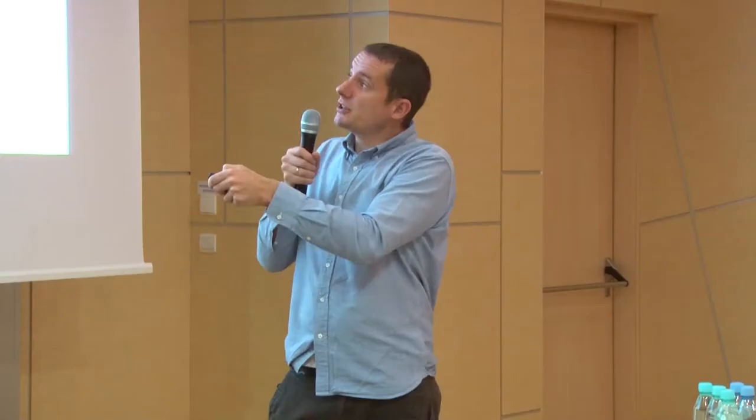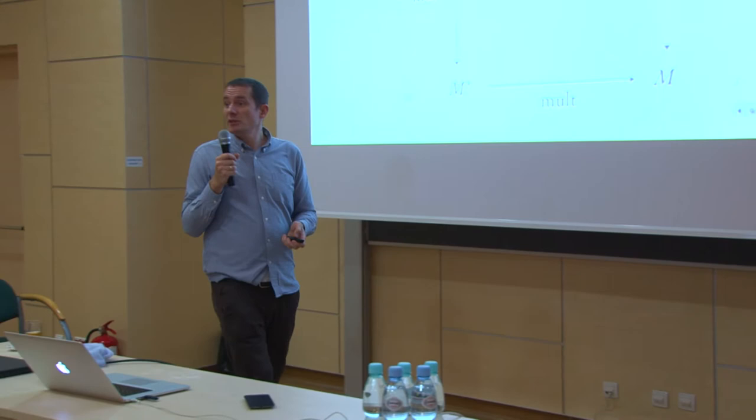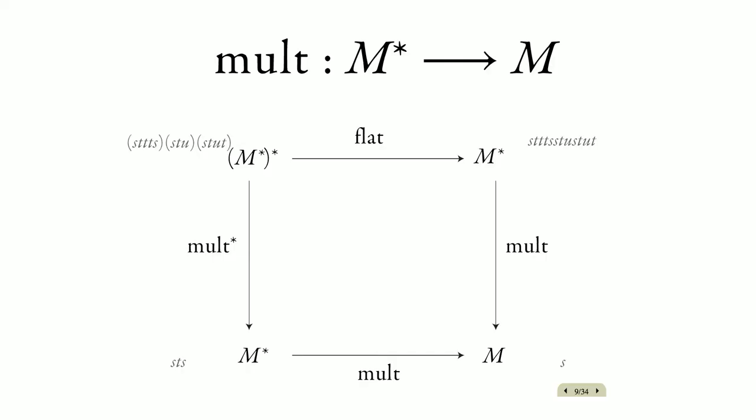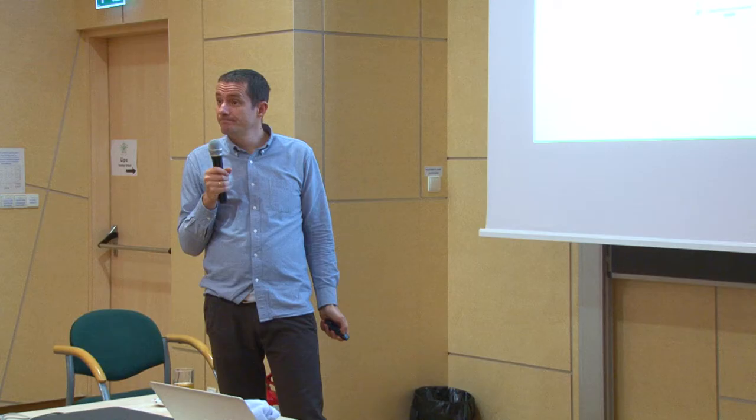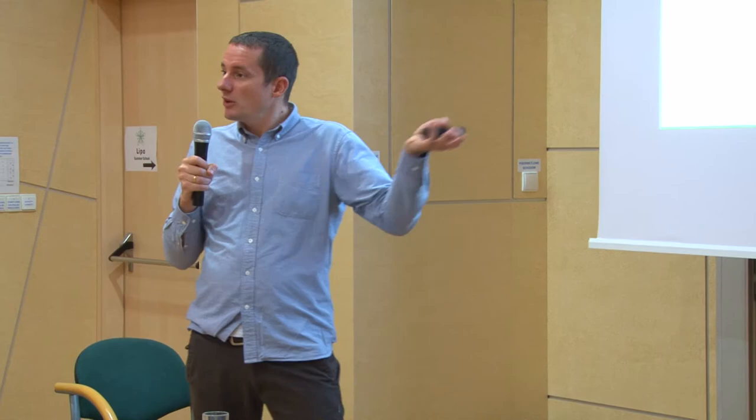If instead of star it was plus, so non-empty words, you would not recover the identity from that. And that's the beauty of this diagram, is that you can write it for star, for plus, and also for diamond. You can write it for anything, and that's what we're going to do in the third lecture. We're going to write this diagram for various shapes of star, okay? And it's just the same thing all the time.